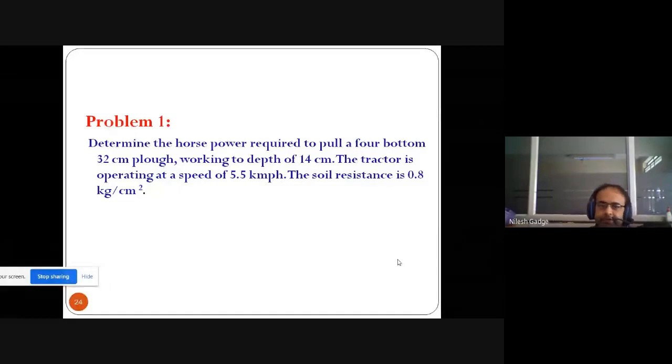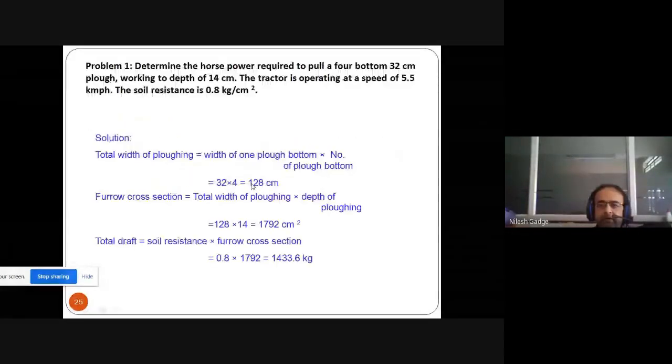So if you have finished writing this example, determine the HP power required to pull a four bottom 32 centimeter plow working to a depth of 14 centimeter. The tractor is operating at a speed of... So write down the given data. This is the first problem. First of all, you have to write, though it is not written here, you have to write the given data.